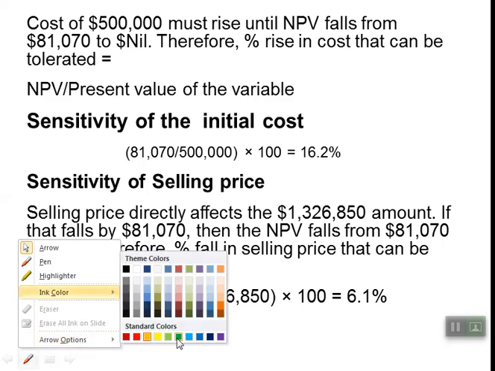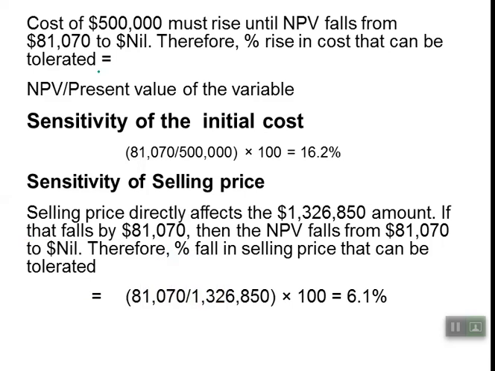Now, this is our NPV. Our NPV is this. So we are looking at the percentage at which the variable must change in order to make our NPV equal to 0. So if you are looking at the sensitivity of cost, you are going to get the net present value, or the normal formula in the sensitivity, we get the net present value divided by the present value of the variable you are analyzing.